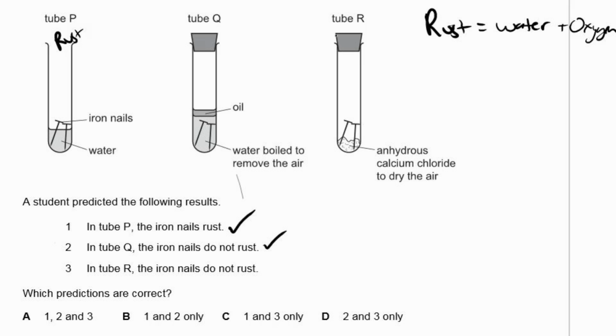Okay, so tube R, a lid on top to stop other water and oxygen from getting in. That looks like it's going to help. And anhydrous calcium chloride to dry the air. It looks like that one is not going to rust either. So it looks like the student predicted correctly in all three experiments, 1, 2, and 3.